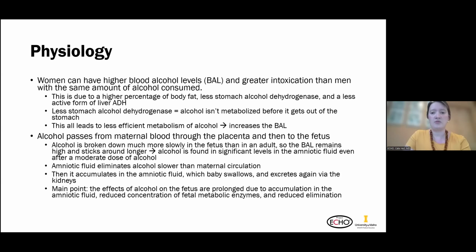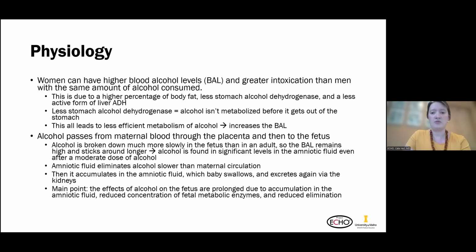And then that kind of exposes the baby to alcohol longer, kind of like a circular process. If the alcohol is accumulating in the amniotic fluid, the baby swallows it, which is part of normal physiology there, and then it excretes it again via the kidneys. So the baby is exposed in a lot of different ways, and is exposed multiple times, if that makes sense.